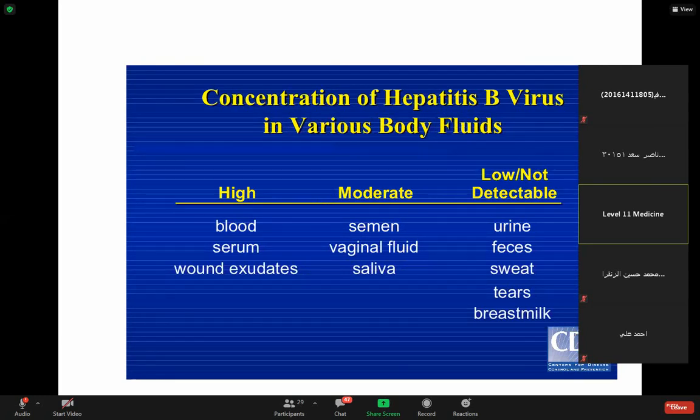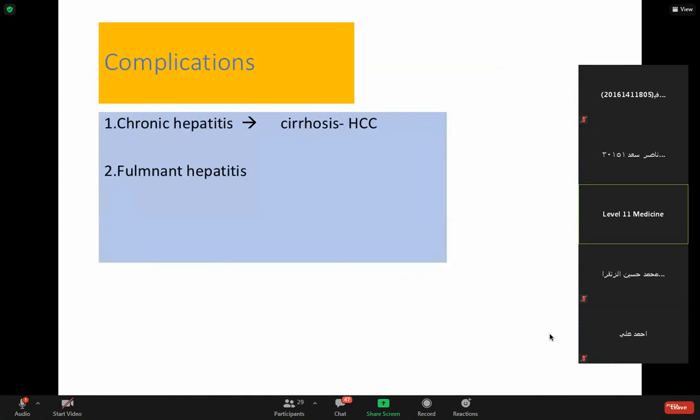What is the concentration of hepatitis B in various body fluids? Well, basically it's high in the blood, in the serum, as well as in the wound exudate, while it's low or even sometimes not detectable in the urine and the feces and the sweat and breast milk.